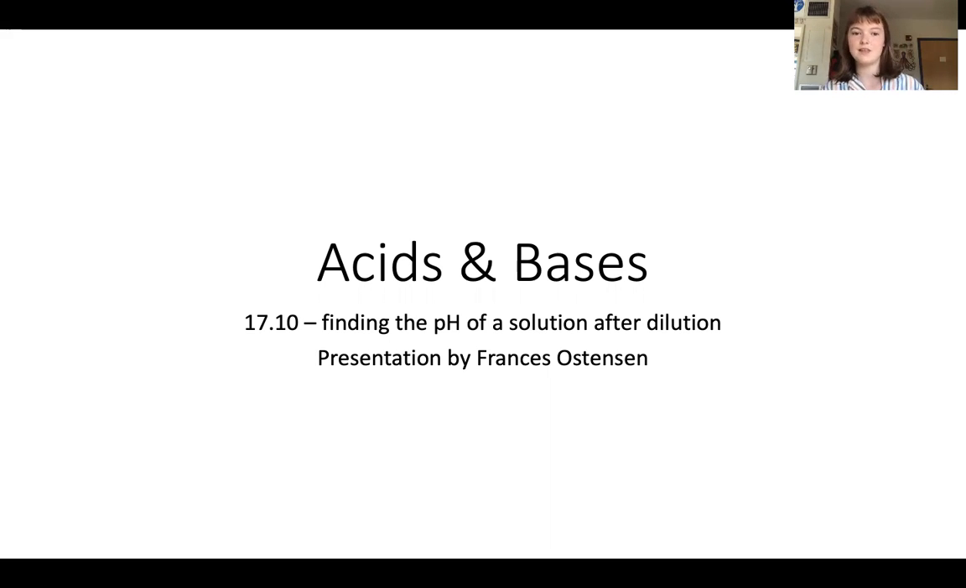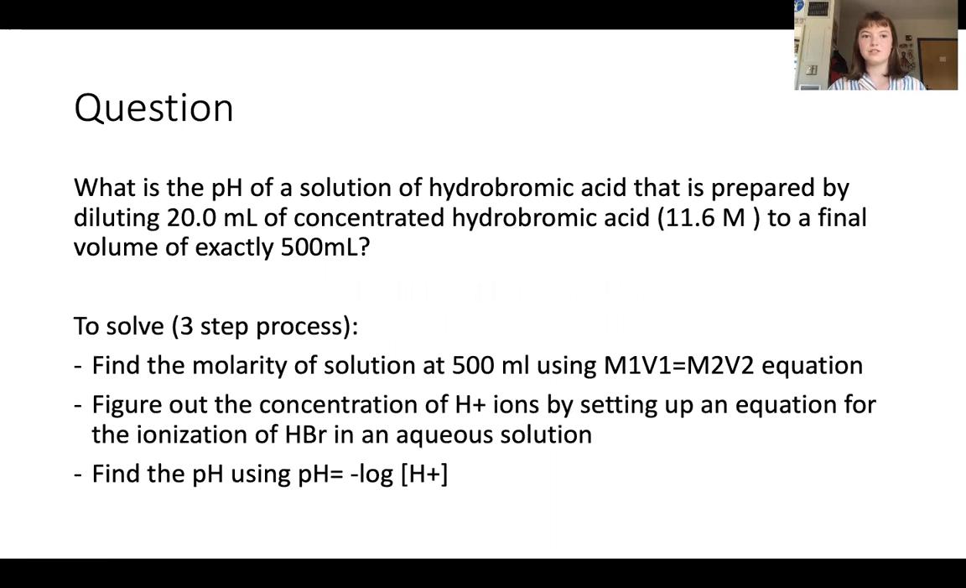acids and bases. The question is 17.10, and it focuses on finding the pH of a solution after the solution has been diluted. The question reads, what is the pH of a solution of hydrobromic acid that is prepared by diluting 20.0 milliliters of concentrated hydrobromic acid at a concentration of 11.6 molar to a final volume of exactly 500 milliliters? So molar in this case, symbolized with a capital M, stands for moles per liter.